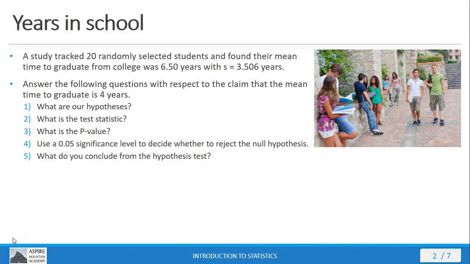This particular problem is about a study looking at the years that students actually spend in school to graduate. Twenty randomly selected students were tracked, and the study found that their mean time to graduate from college was 6.5 years. Some people are less than 6.5, some people are more than 6.5.